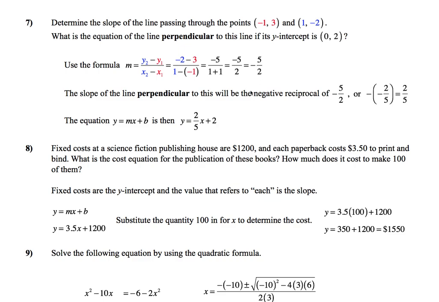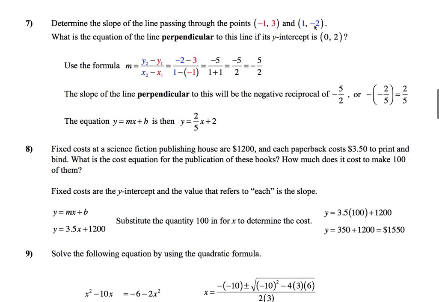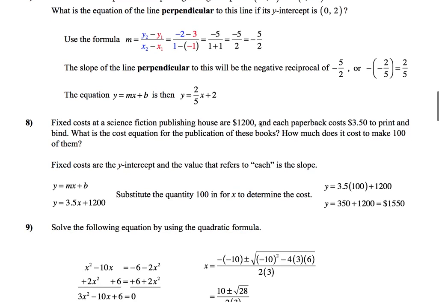Then the slope of the line perpendicular to that is going to be the negative reciprocal. Well, the reciprocal of -5 halves is -2/5, and when we apply a negative to that, we have +2/5. And so the equation of the line perpendicular to the line that passes through these 2 points is y equals 2/5, because the slope is given here. We calculated the slope here, and the y-intercept is +2, so we put +2 here. So our final equation is y equals 2/5 x plus 2.